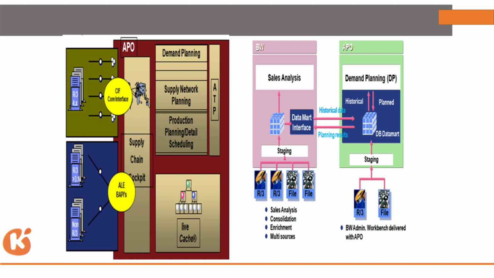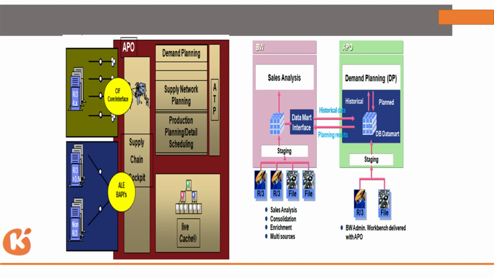Now, say for example, a client has an external BW system. Already you have multiple R3 systems from the legacy systems, and he is storing the data in the BW. Then I need not call the data from R3. I can directly call the data from the BW to APO. That is also something we can do.